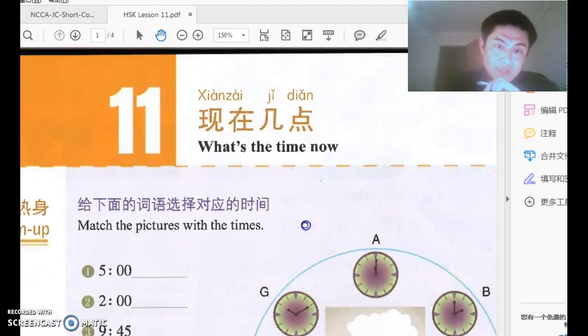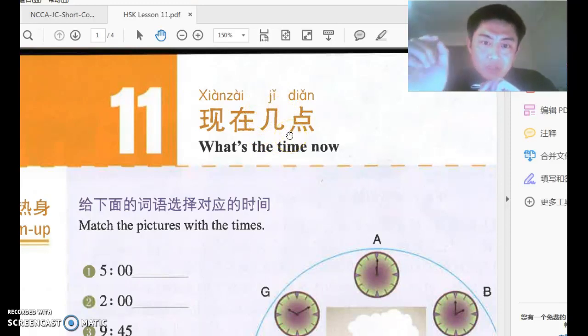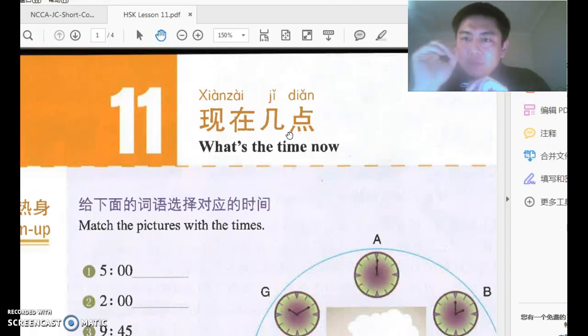Anyway, the title of the lesson is 现在几点？现在 means now. 几 is how many, 点 is o'clock. Some people will say "what o'clock," but that's the English translation, not really a literal one. Literally, 几 is how many, and when you use 几, it is understood that the amount you're questioning is less than sort of 20 or 12-ish. So it's a very small number.